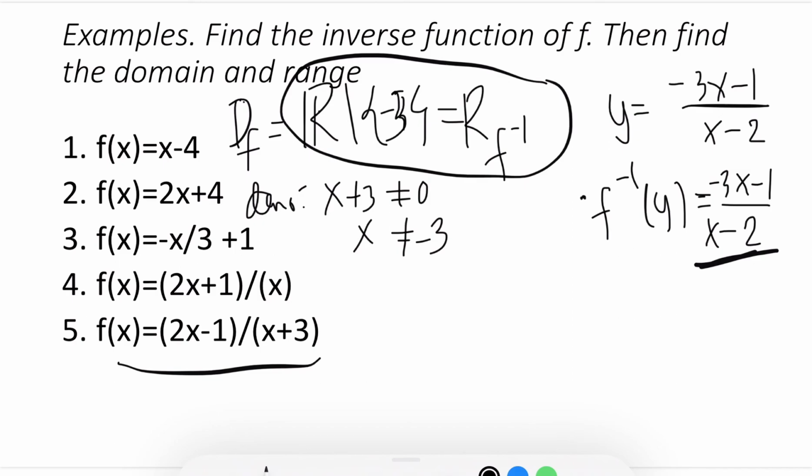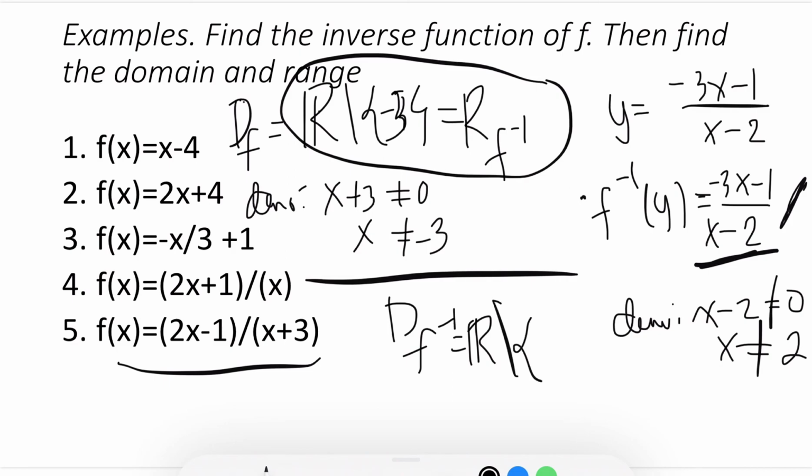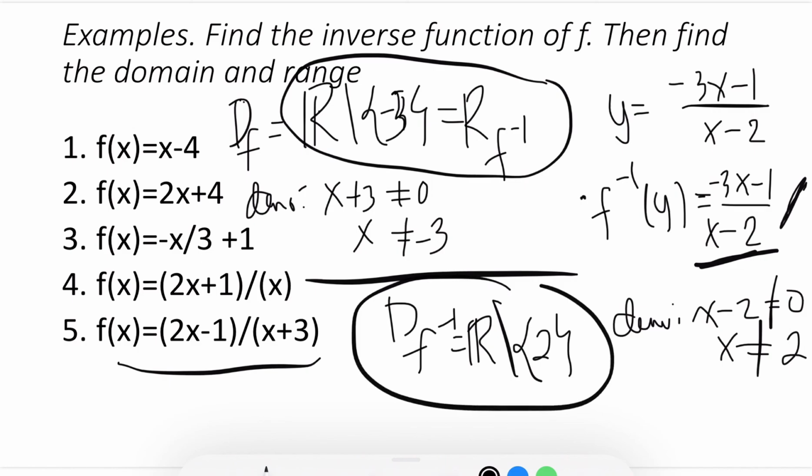And for the domain of f inverse, concentrate here. It's still in rational form. So your denominator must not be 0: x minus 2 must not be 0, so x must not be 2. So the domain of our f inverse is the set of real numbers except 2.